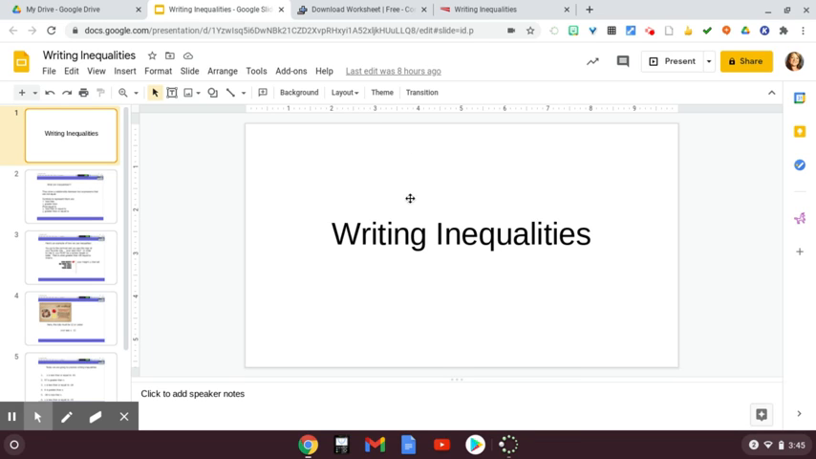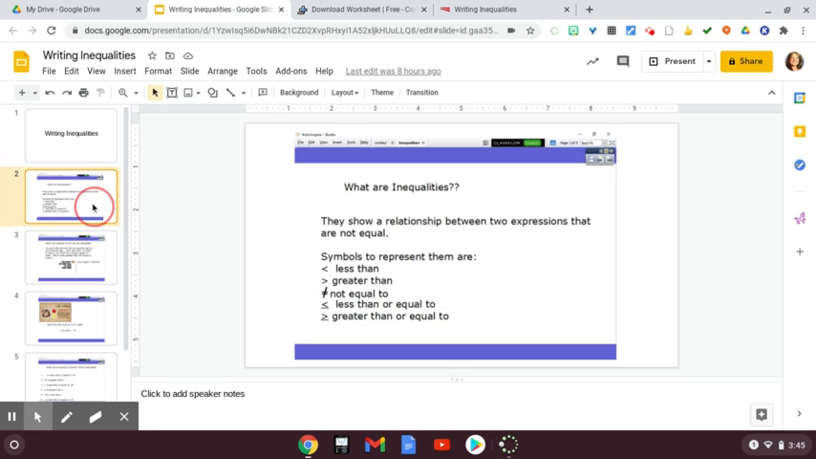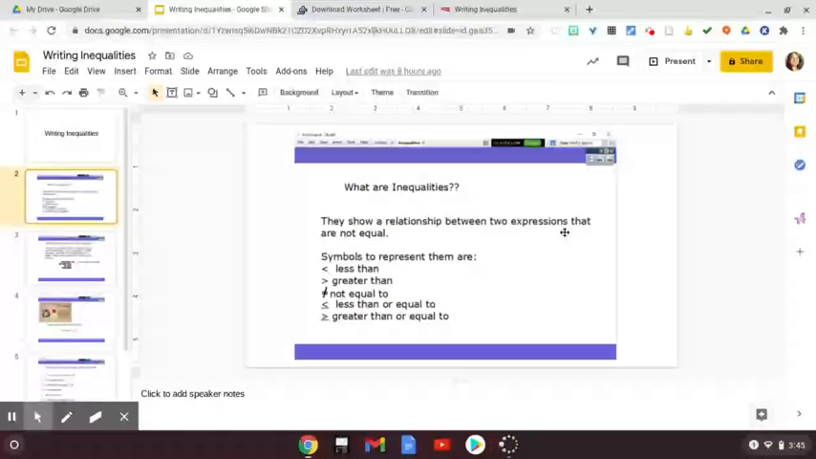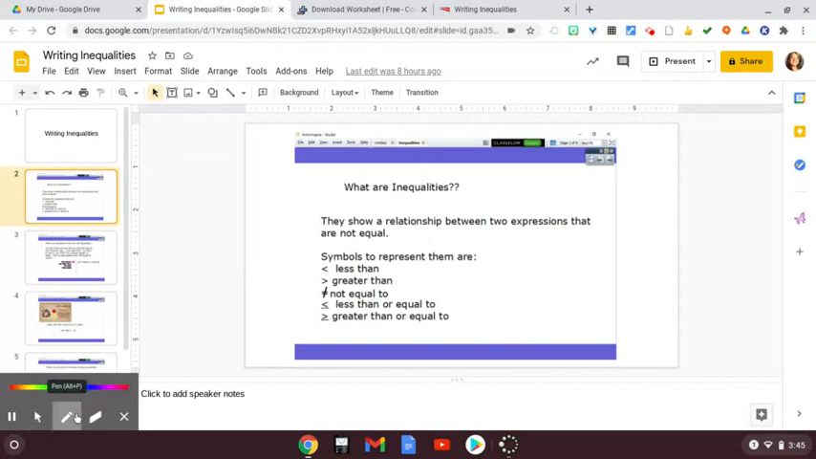Today we're going to be writing inequalities, and it's really easy stuff. So I'm just going to basically go over what an inequality is and then the symbols that represent them. It basically just shows a relationship between two expressions that are not equal. I'm going to use my little pen over here.